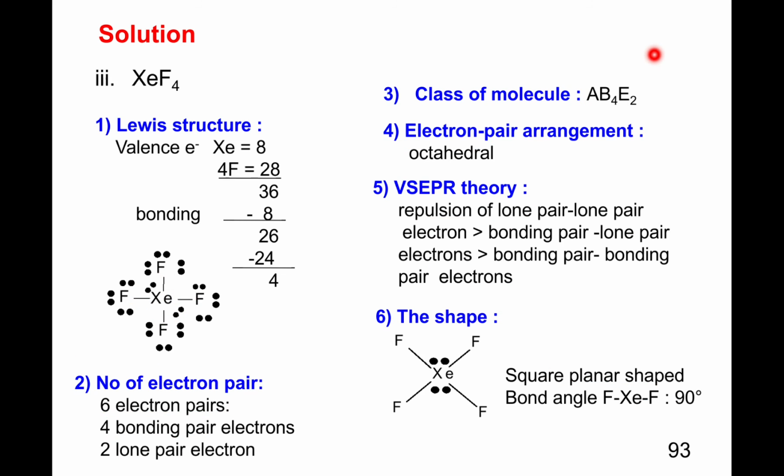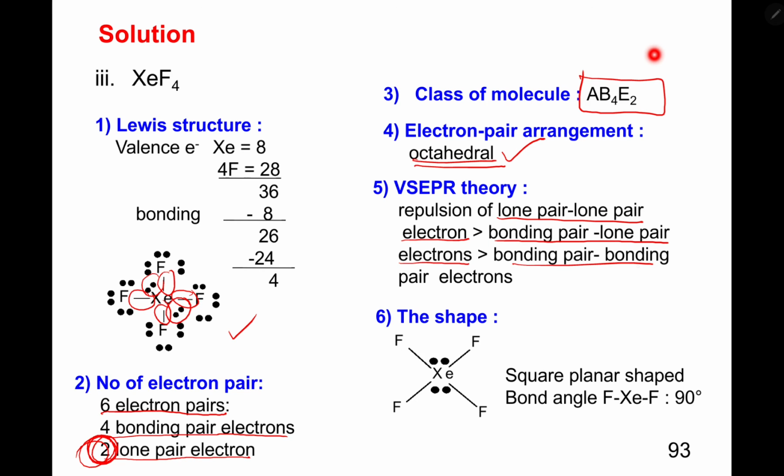Okay, this is the last example, XeF4. Here we have 1, 2, 3, 4, 5, 6. We have 6 electron pairs around the central atom. It makes the electron pair arrangement octahedral. Then the 6 electron pairs are 4 bonding pairs and 2 lone pairs. So the class of molecule is AB4E2. Based on the VSEPR theory, since we have 2 lone pairs here, the repulsion between lone pairs is greater than the repulsion between lone pair and bonding pair, and between bonding pairs. Therefore, the molecular geometry is square planar and the bond angle becomes 90 degrees.